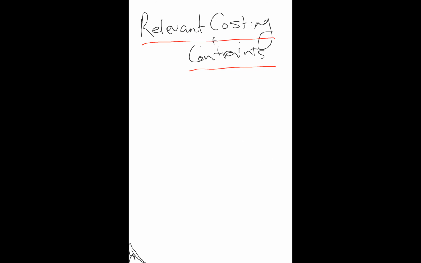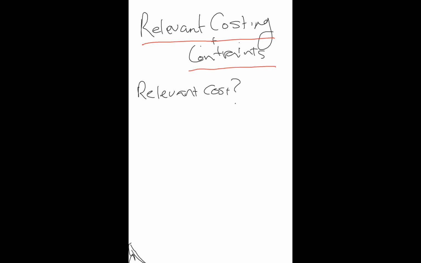But constraints and relevant costing exist together because constraints usually exist when an unusual event happens. That's when usually, and I can't emphasize the word usually, constraints happen when unusual events occur. So let's look at a couple of definitions. The first one, the most important one according to me, is: what is a relevant cost?